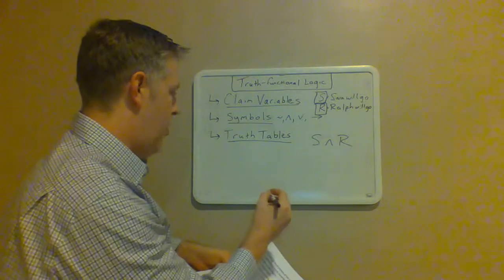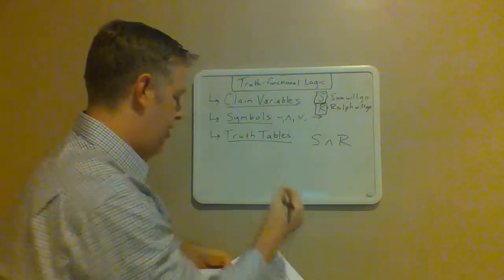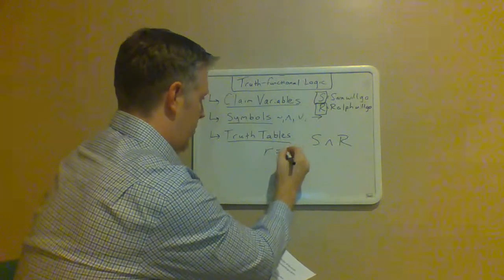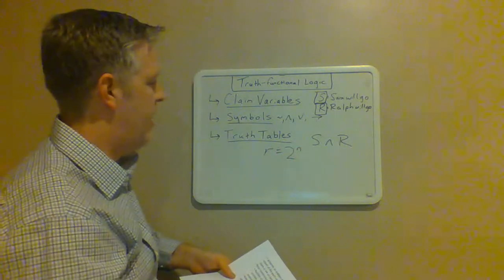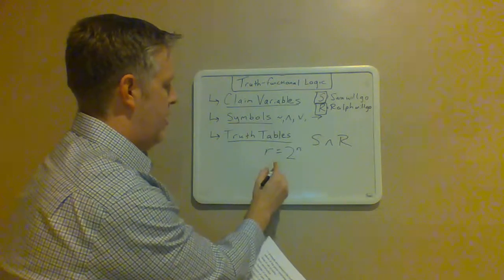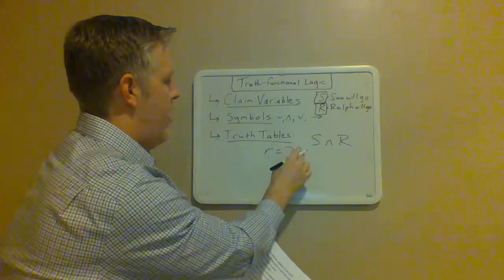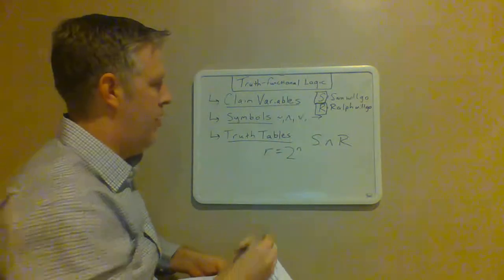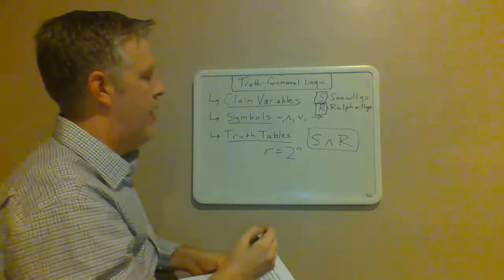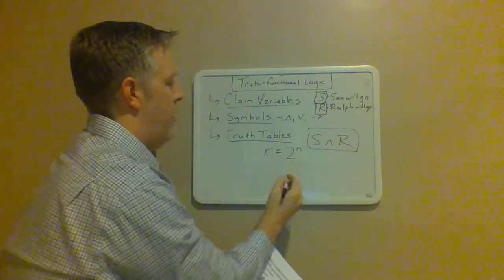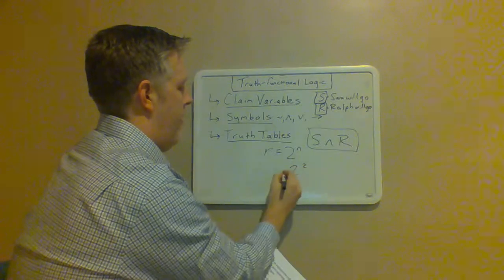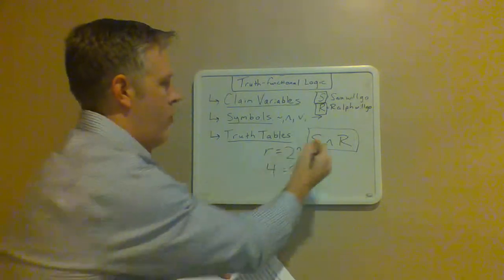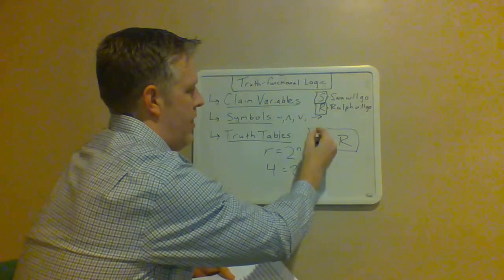First of all, the number of rows involved in the truth table is going to depend on a little equation, which I'll go ahead and write up here, that they mentioned in the textbook. The number of rows is going to equal 2 to the n, where n is the number of distinct claim variables you have. So let's focus on something nice and easy. If we have 2 basic claim variables, we will have 2 times 2 is 4.